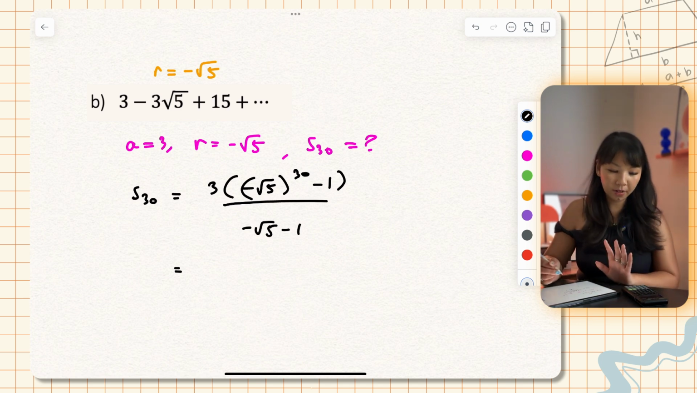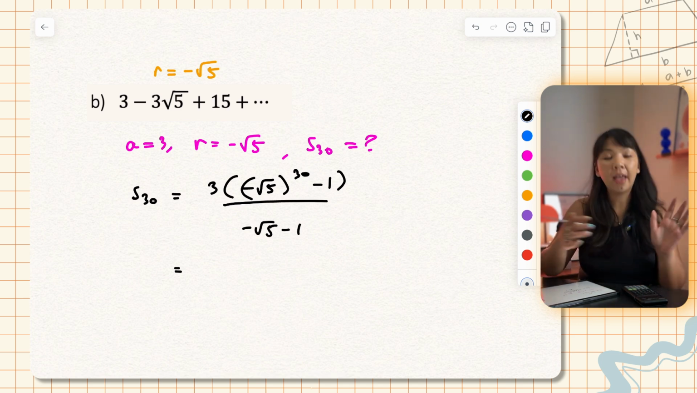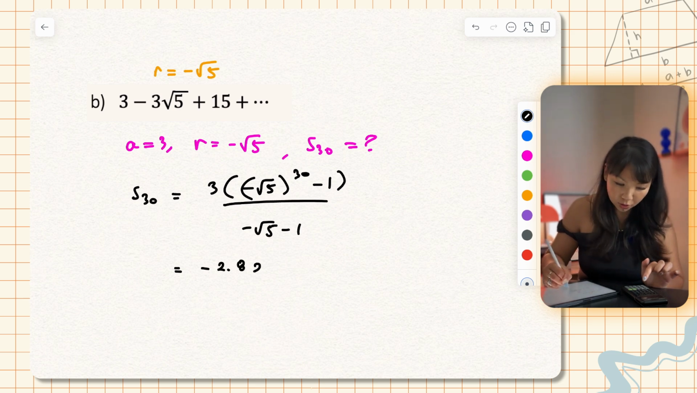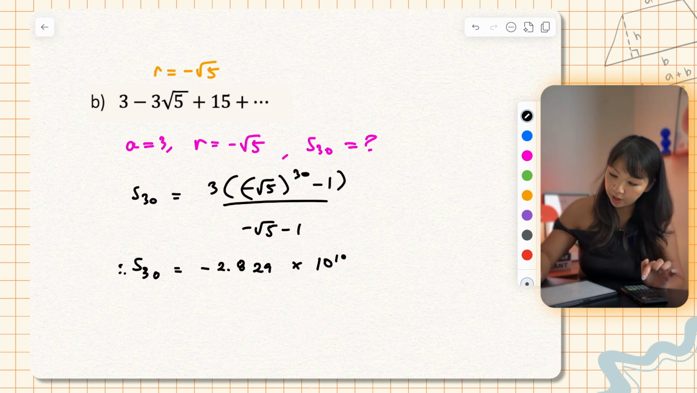Okay, now to 4 significant figures, I actually end up with a value that's in scientific notation. So it's going to be negative 2.829 times 10 to the power of 10. So a very, very large value here.